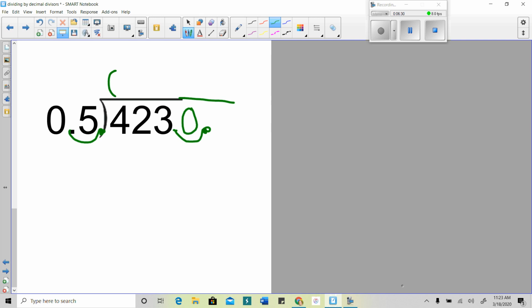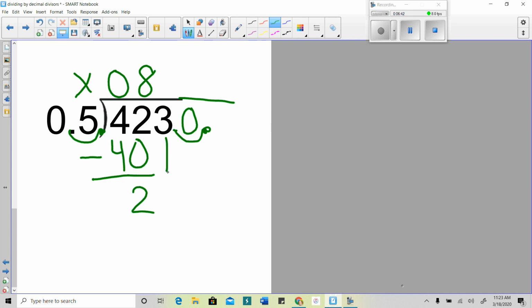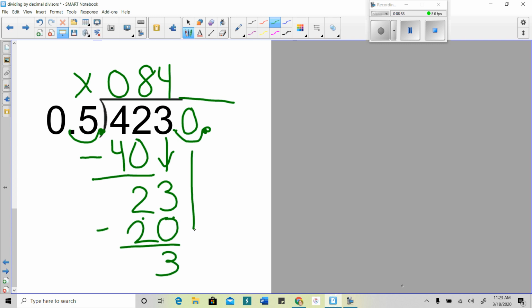So 5 will not go into 4. It will go into 42 8 times, because 8 times 5 is 40. Now try as you go to keep everything lined up, because when your math starts going crooked, sometimes you end up with mistakes like dividing into the same number twice. So now we're doing 5 into 23, and so that will go in 4 times. We're going to take away the 20. And we've got a 3, drop the 0, and it'll go into 30 6 times.